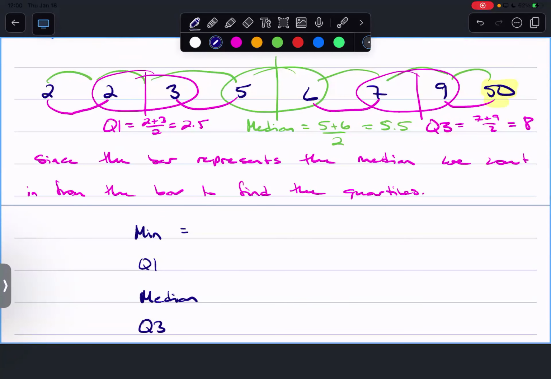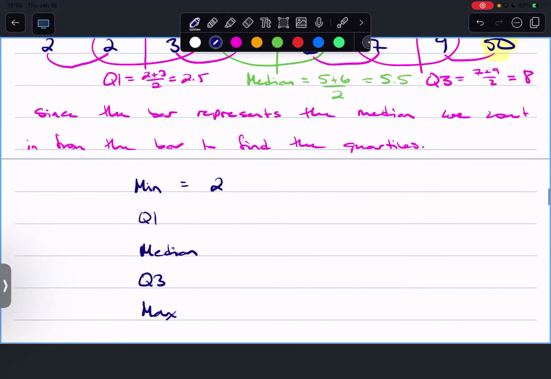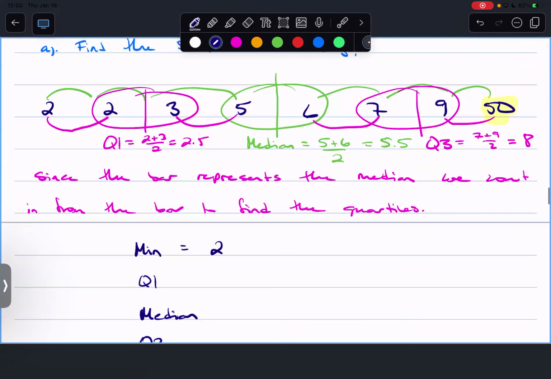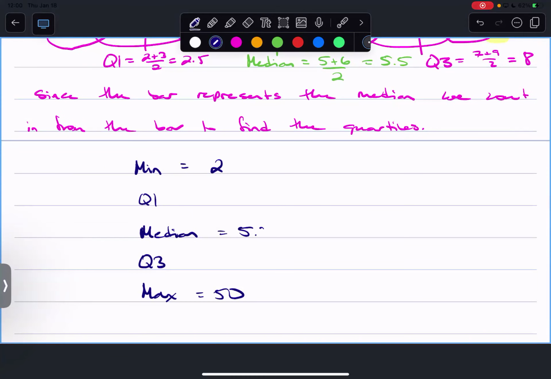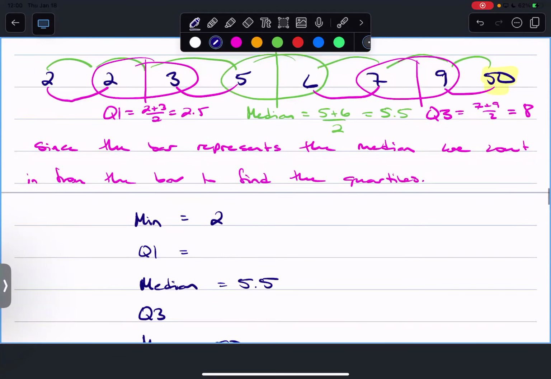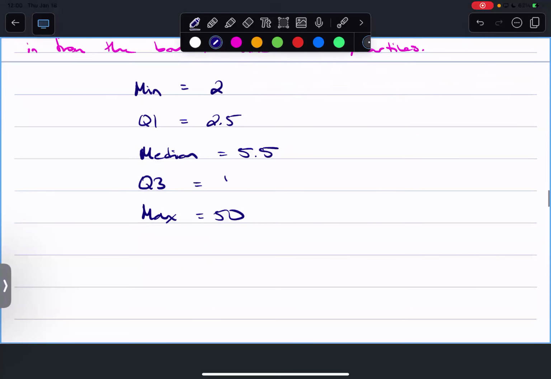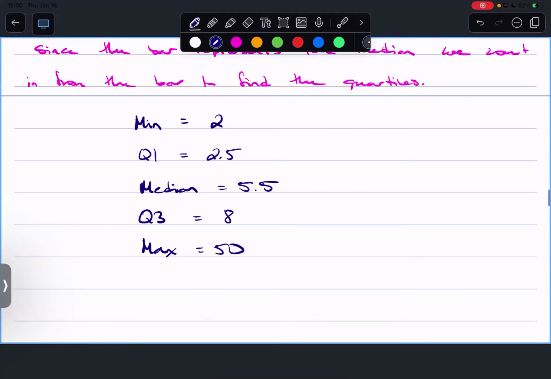Go for these cheap thrills. Minimum and the maximum. 2, 50. Got those in the bag. How about the median? I like to start there. It doesn't matter. 5.5. Q1 we said was 2.5, and Q3 we said was 8. If I did those wrong, let me know. Nice.